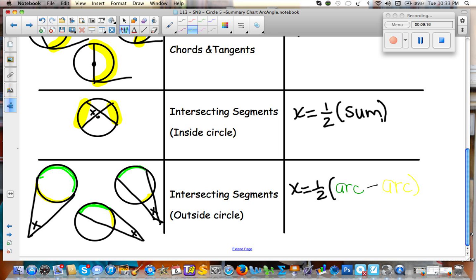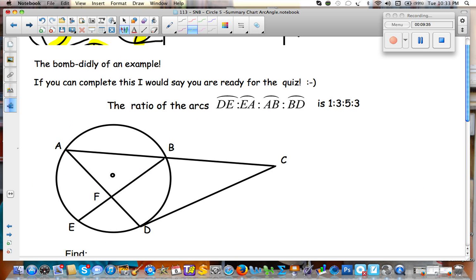So if you look at the whole chart, there's only one time when it's equal to the arc. Then we have its half of the arc. Then we have its half of the sum. And then we have its half of the difference. Okay, on to the next page, where we have the big example. So if you can get through this, I would say that you are ready for the quiz.